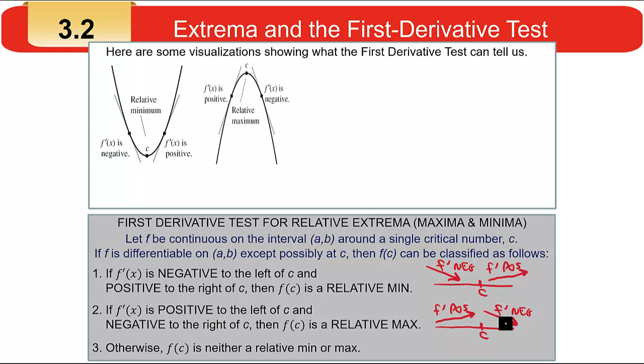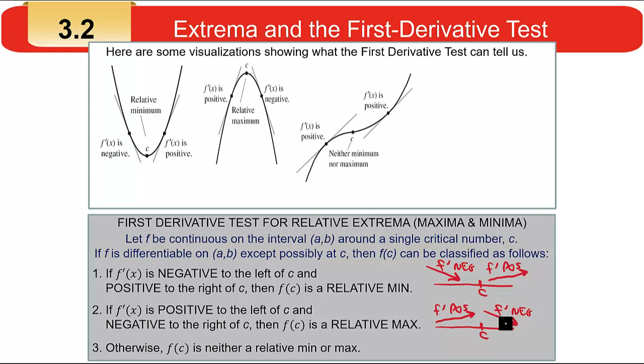If you flip the parabola upside down, you have a derivative that's positive on the left and negative on the right. That turns out to be an x value that represents a relative maximum. And it's possible you get neither.